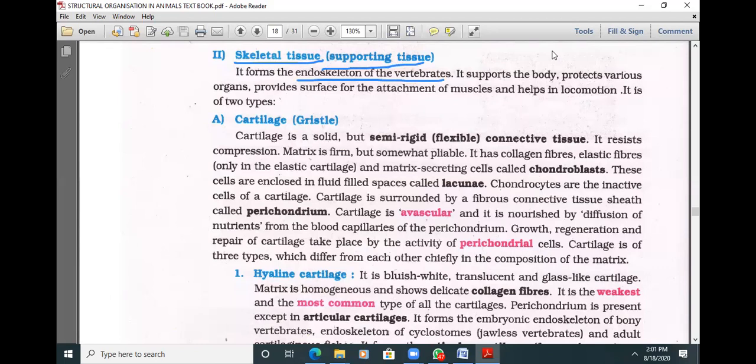It supports the body, protects various organs, provides a surface for the attachment of muscles, and helps in locomotion. Then the skeletal tissue is of two types, cartilage and bone. In that, first of all, we are moving with the cartilage. The cartilage is also called gristle.